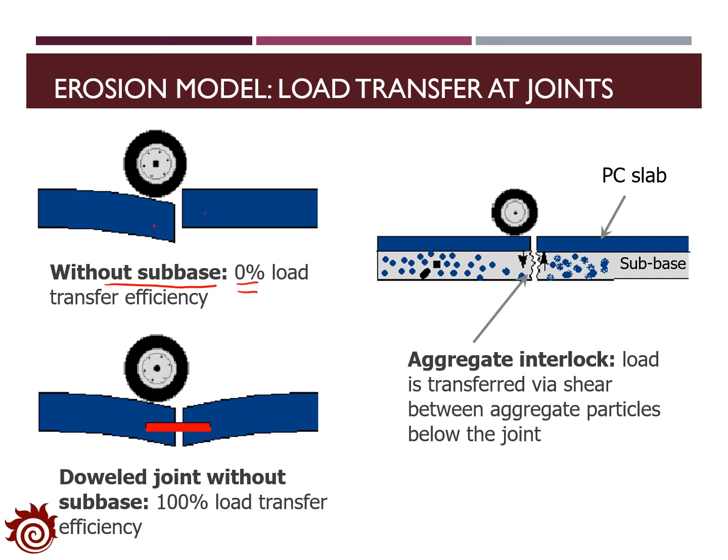And if there's a subbase layer behind the PCC slab, we can use the aggregate interlocking effect to transfer the load from one PCC slab to the other one. However, in this case, the load transfer efficiency will not be 100%. If we have the dowel bar to connect two PCC slabs, then all the load will be transferred from one slab to the other one. So we have the load transfer efficiency as 100%.